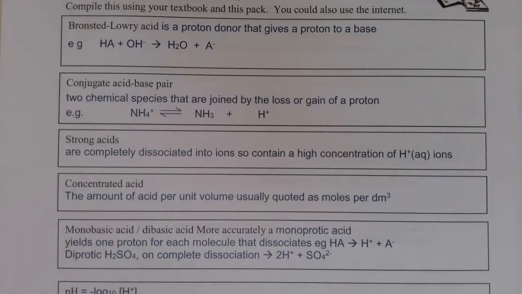A strong acid completely dissociates into ions, and that usually means it has a high concentration of hydrogen ions. A weak acid, on the other hand, only partially or slightly dissociates. Concentrated acids, and don't get concentrated and strong confused, because they are actually different concepts.